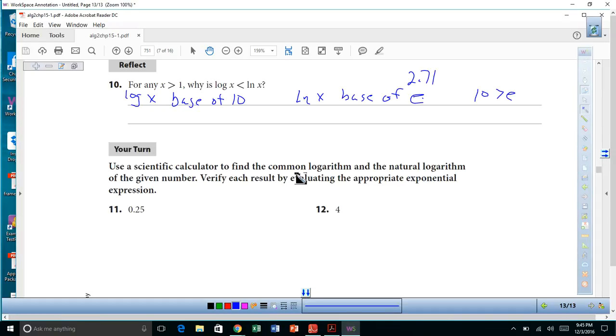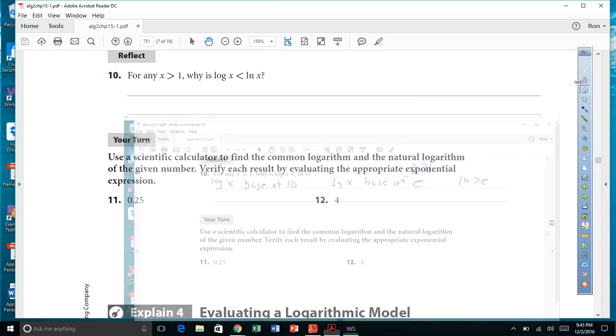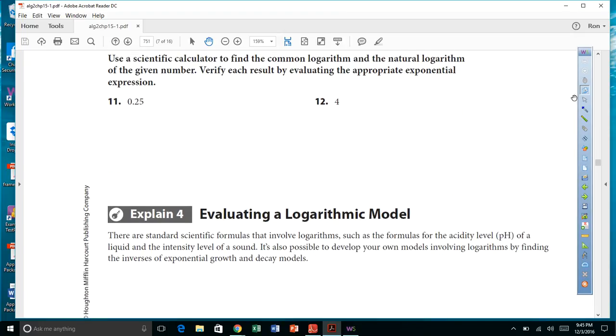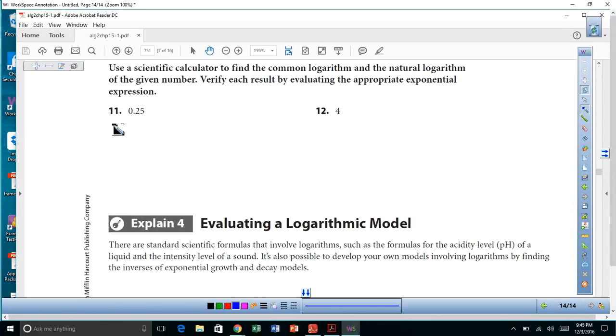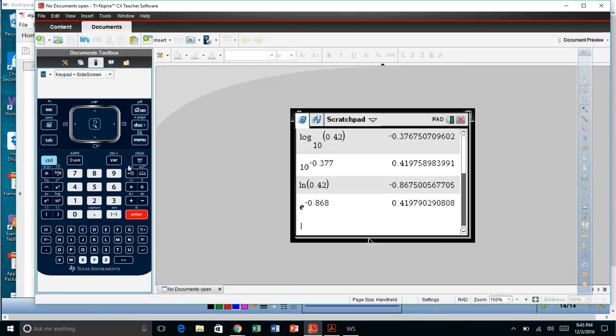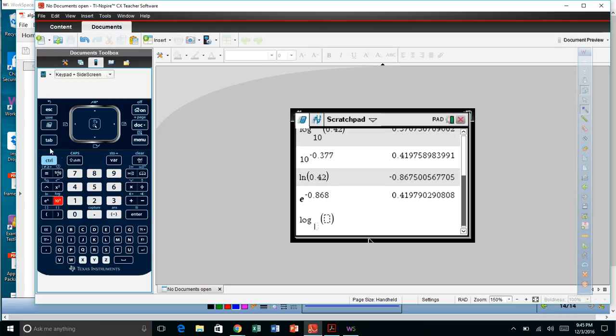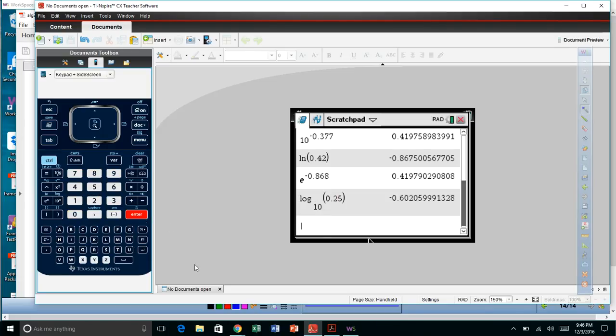Use a scientific calculator to find common logarithms and natural logarithms of the given number. Verify each by evaluating the appropriate power. All right, so let's do that. We're going to do log 0.25 and see what that is. Log 0.25. Let's see. Control tab 0.25. And that's going to give you approximately negative 0.602.